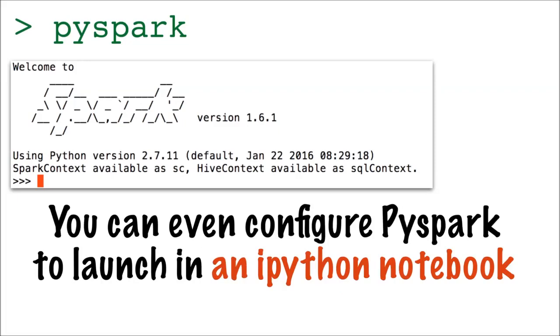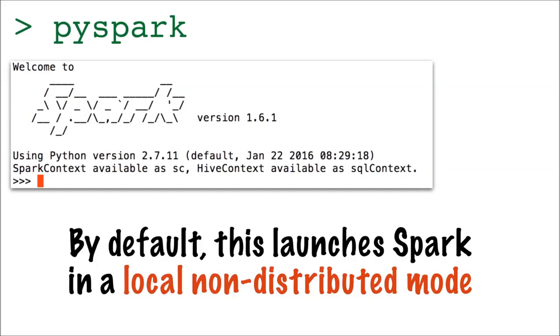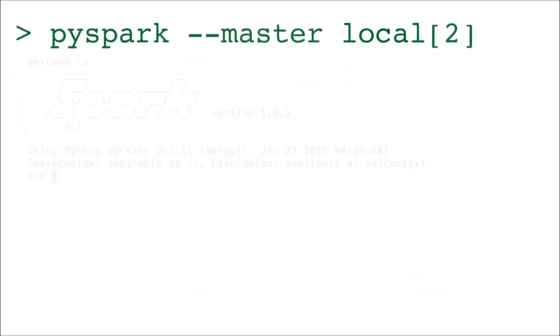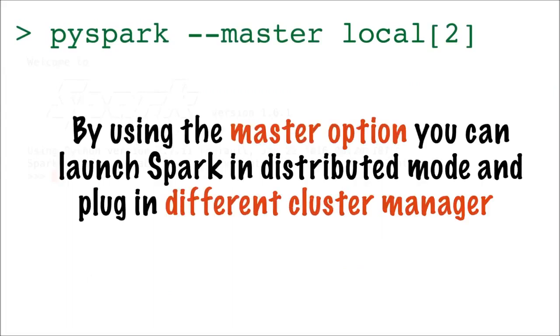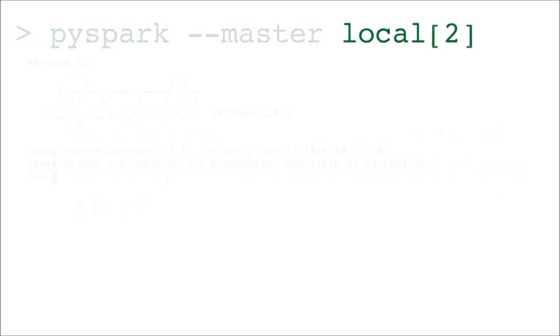Again, very Python-like. By default, Spark will be launched in a local, non-distributed mode when you launch PySpark in this manner. You run your command a little bit differently if you wanted the distributed mode. PySpark --master local[2]. By using the master option, you launch Spark in a distributed mode, and then you can plug in different cluster managers to work with your cluster.